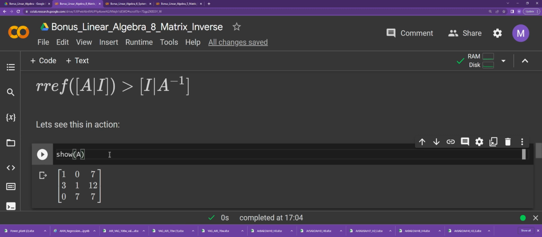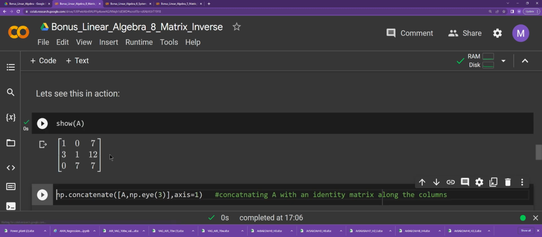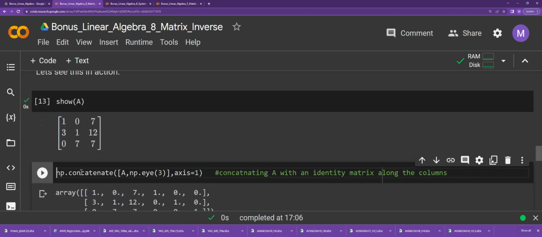If you want to see how we do it, so show A, that's our matrix. I'm going to concatenate A, it's a 3 by 3 matrix.